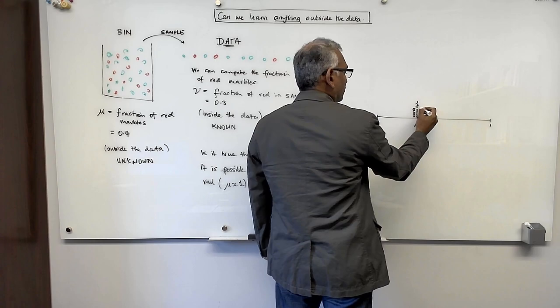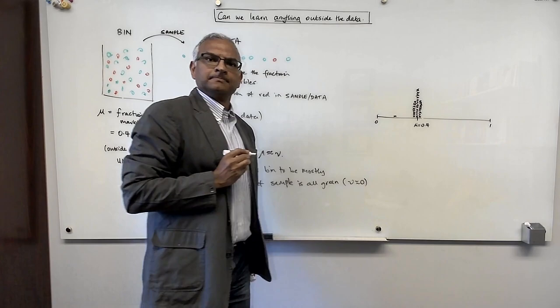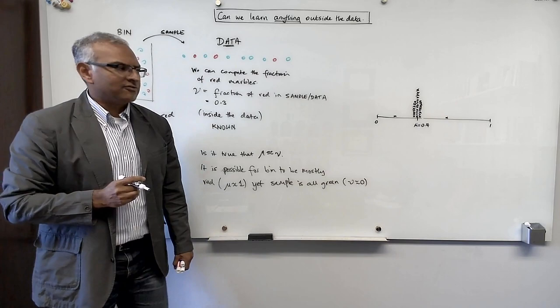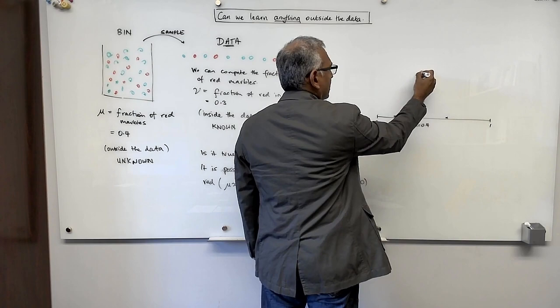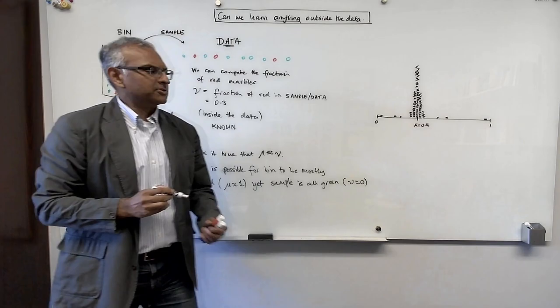I get things that are very close to 0.4, but occasionally I might get something out here. Occasionally I might get a nu equal to 0.5. But I'll get mostly guys that are in here. These guys will happen most of the time. And maybe occasionally I'll get one here, one here. So this is an example of what might happen if I repeated this experiment many, many times.